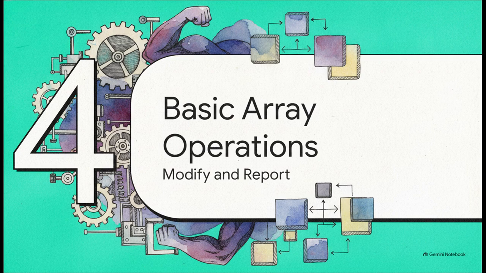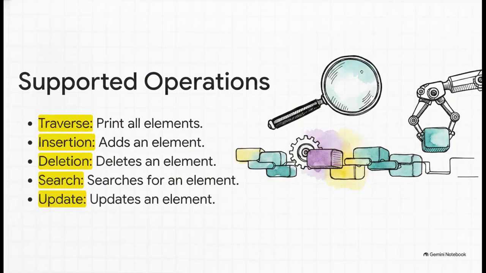Okay, section 4. Let's break down the basic array operations. These are basically your fundamental tools. Traversing is simply looping through the array to look at every single item. Updating is just changing the data inside a specific bucket. Now, it's definitely worth noting that inserting an element at the very end of an unsorted array is incredibly fast, right? Because we just drop it into the next empty bucket. We don't have to worry about shifting anything else around.